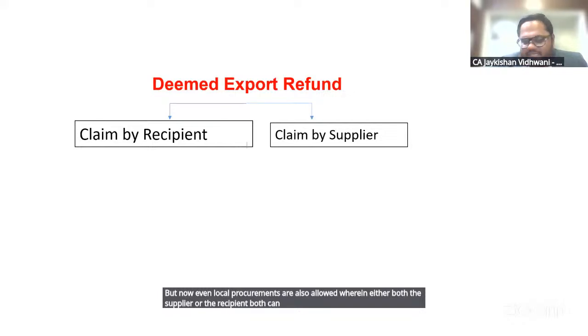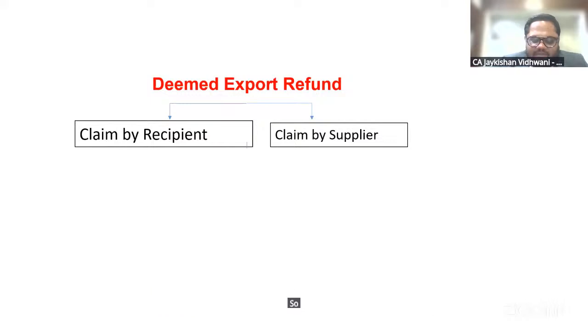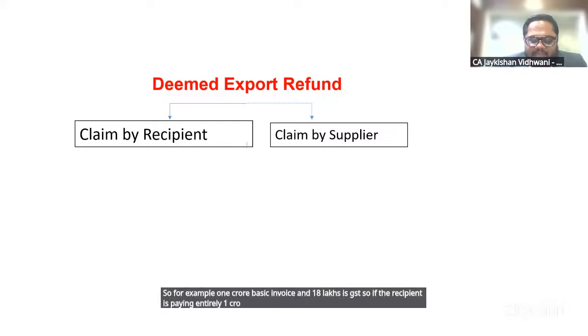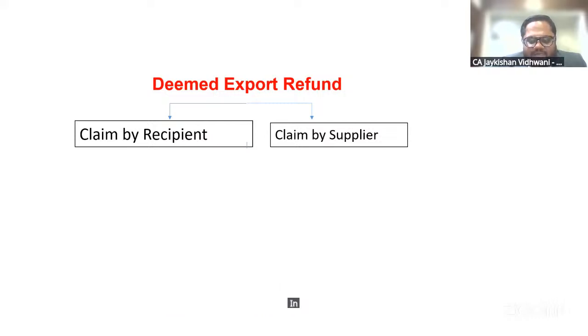the refund. In this case, it is important to note that the one who bears the burden of tax will be eligible for the refund. So, for example, 1 crore basic invoice and 18 lakhs is GST. If the recipient is paying the entire 1 crore 18 lakhs to the supplier, that means the burden has been passed and the recipient would be eligible. And if the supplier is receiving only 1 crore, then the 18 lakhs GST is paid to the government.